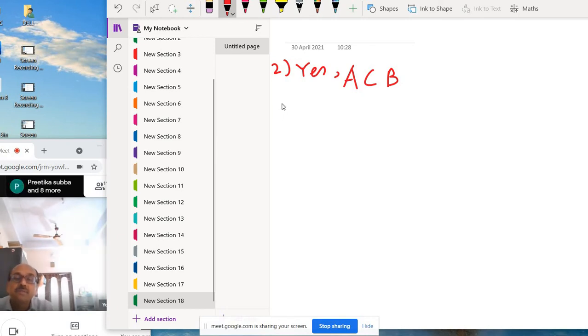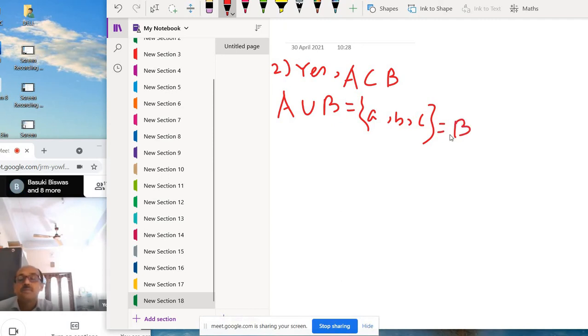A union B equal to all the elements of A and B, that means A, comma B, comma C, bracket close. Okay, and let's see A, comma B, comma C. This is the set of B, no? So you can write this equal to B. So A union B equal to B. This is the answer. Okay.